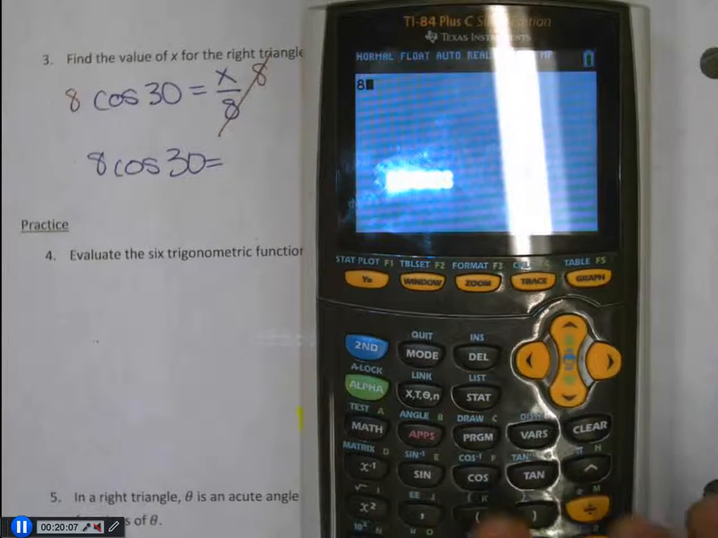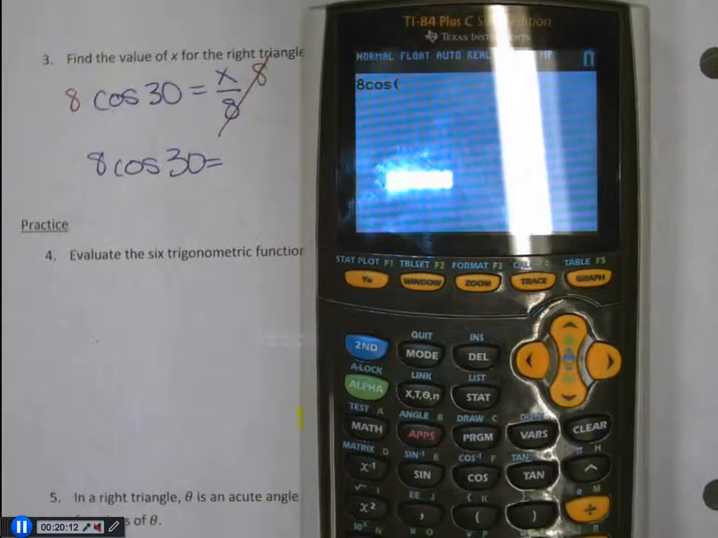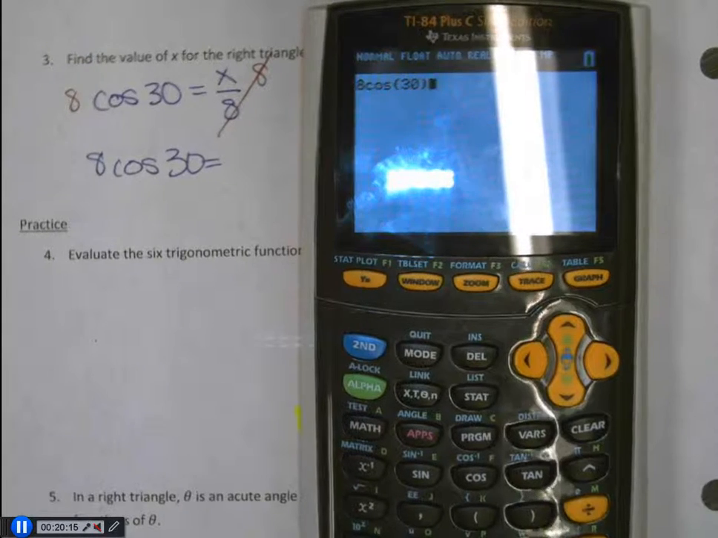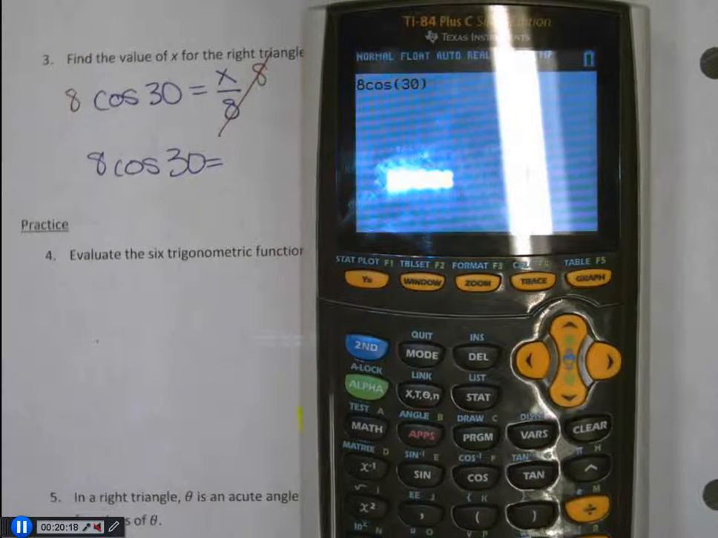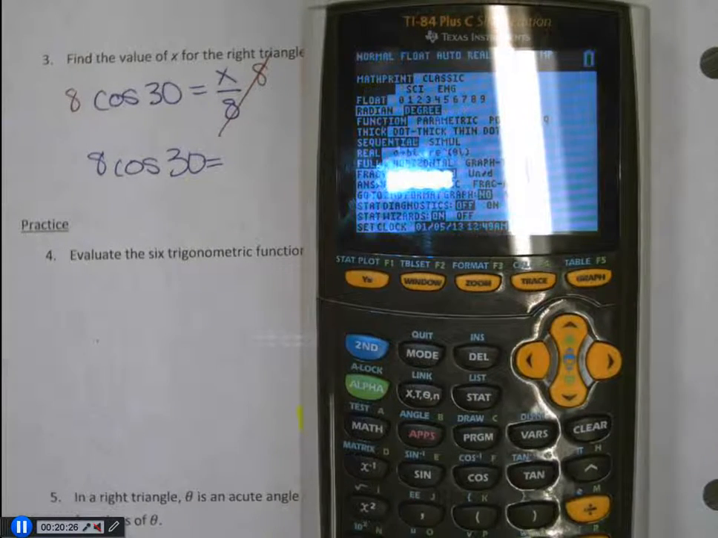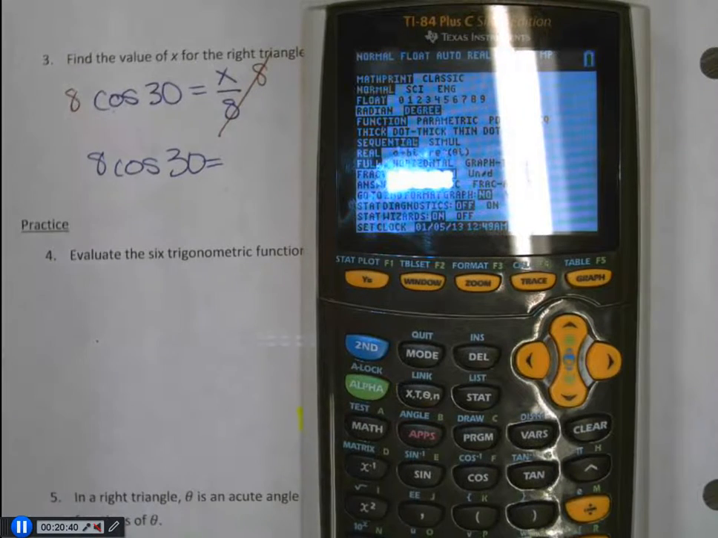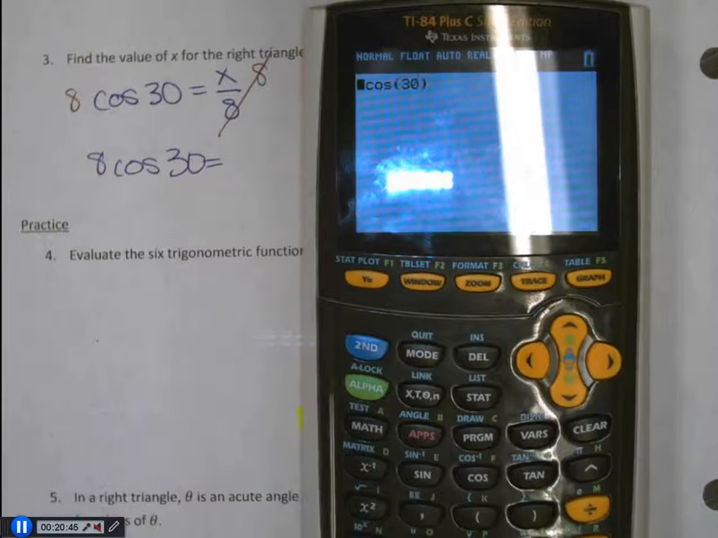And then I type in 8. Cosine is right above the left parenthesis. I don't know my left from right. Then I type in 30. And then what? Mode, and you want to change radian to degree. It's the third choice down. Okay, so once I've done this, I go type in 8 cosine 30.